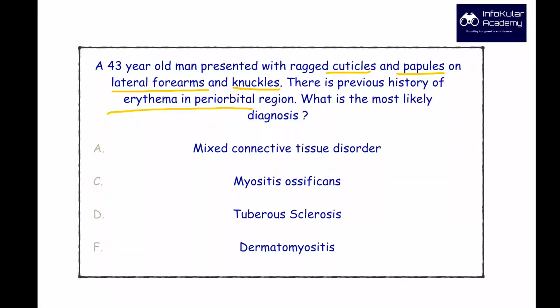Now, because we have just seen the signs, it becomes easy for us to answer this question, but when you see it in the exam and when you see other differentials, you might get confused. Anyways, the cuticles here refer to ragged cuticles, could be hyperkeratosis along with nail fold telangiectasia. The papules, because they are on lateral forearms and knuckles, we are talking about Gottron's papules, and erythema in the periorbital region, we are talking about heliotrope rash. So the diagnosis here is dermatomyositis.